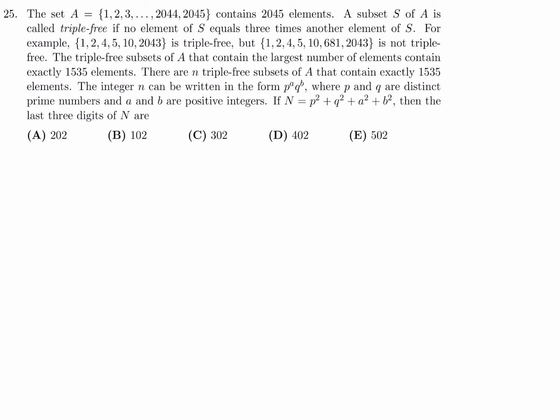The triple free subsets of A that contain the largest number of elements contain exactly 1535 elements. There are n triple free subsets of A that contain exactly 1535 elements. The integer n can be written in the form p^a times q^b, where p and q are distinct prime numbers and a and b are positive integers. If N is equal to p squared plus q squared plus a squared plus b squared, then the last 3 digits of N are?